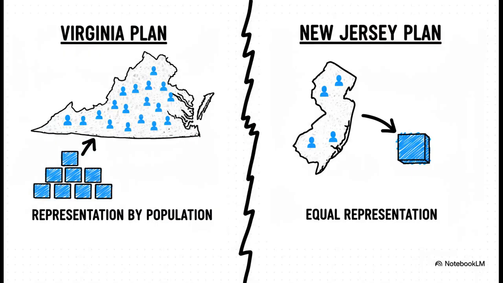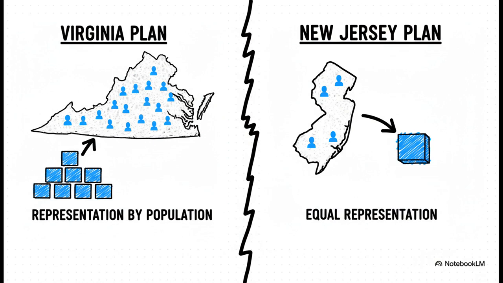So in one corner, you had the Virginia Plan. This was the big states' idea, pushed by guys like James Madison. It was simple. The more people your state has, the more representatives, and thus more power you get in the government. But in the other corner, the small states fired back with the New Jersey Plan. They wanted equal representation. One state, one vote, just like it was in the old articles.